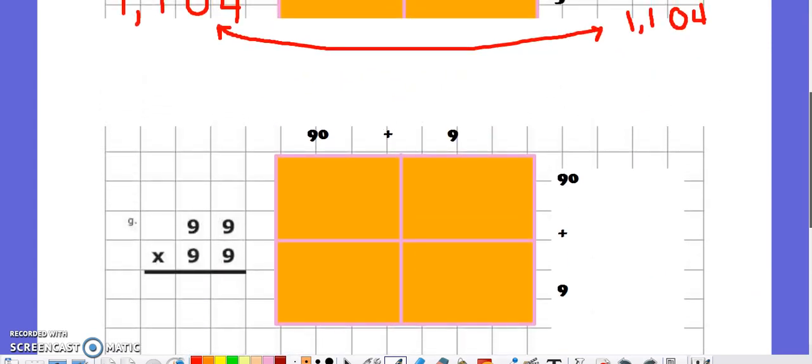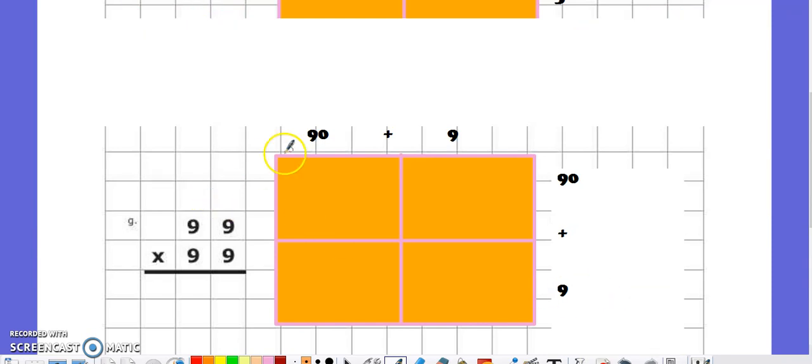99 times 99, or 99 groups of 99. In expanded form, that's 90 plus 9 times 90 plus 9. In this case, if you know 9 times 9, you're in good shape. So if I'm doing 90 groups of 9, I know that that is 81, but I must add my 0 to hold my place value. And then I'm doing 90 groups of 90, which is going to be 81 again.